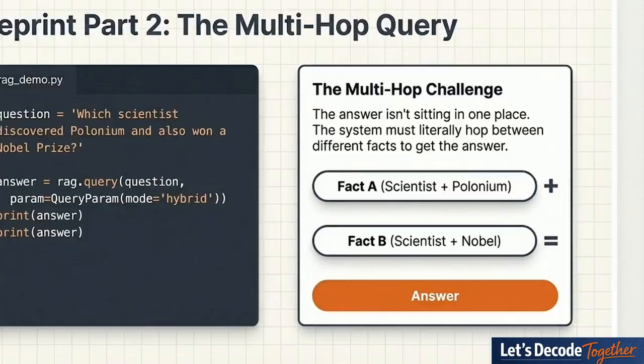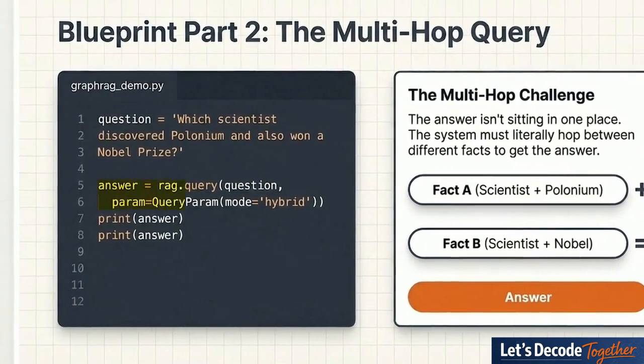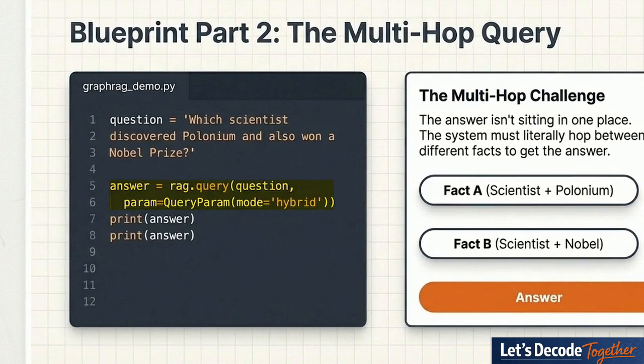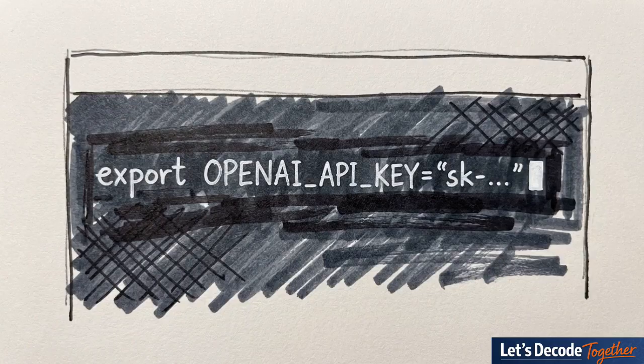We test the system with a multi-hop question: which scientist discovered polonium and won a Nobel Prize? This requires connecting facts across articles. We execute the query in hybrid mode, combining exact entity matching with a broader search for global themes. Set your OpenAI API key in the terminal now to authorize the model's extraction and reasoning tasks.